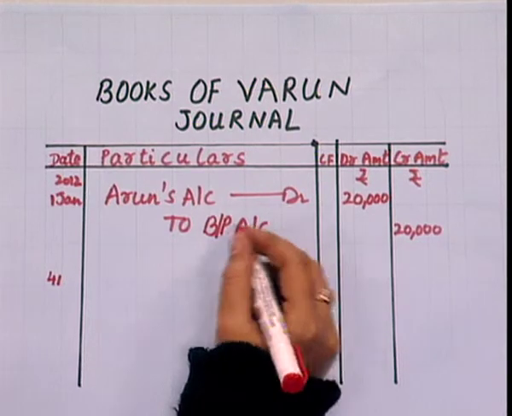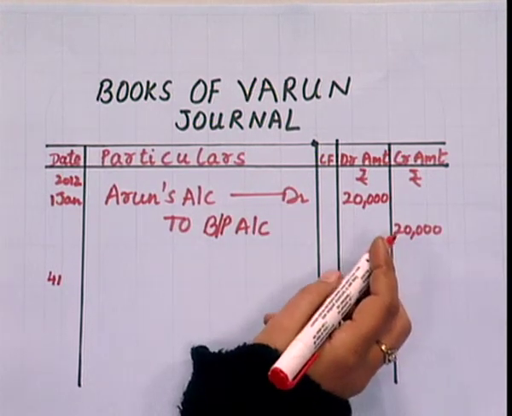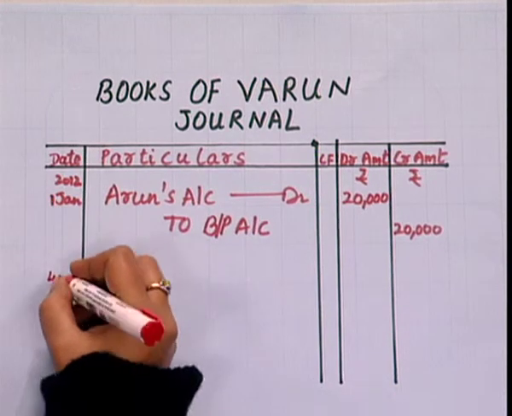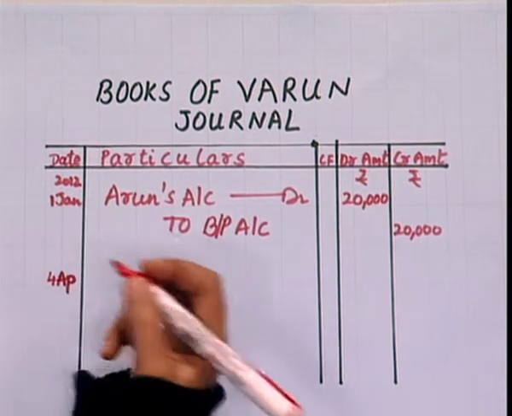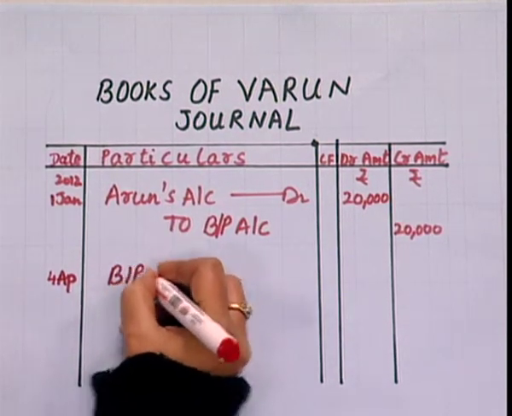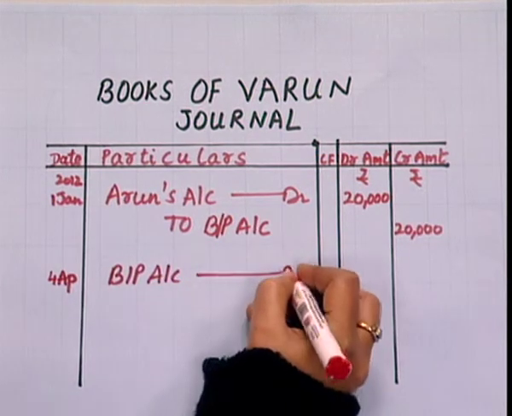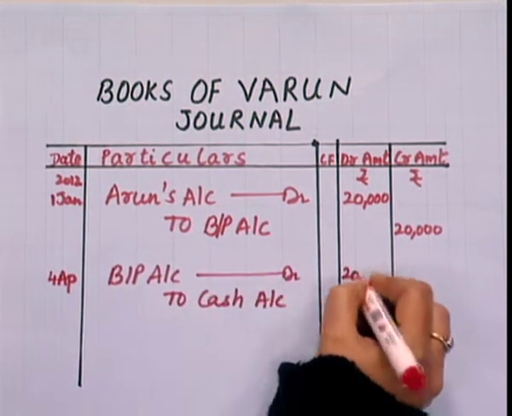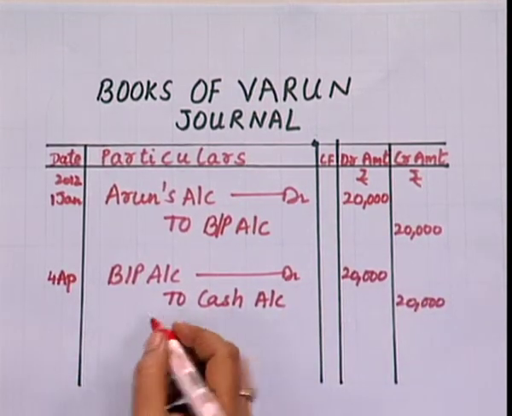Now let us see the entries that are to be passed in the books of Varun. Arun's account debit to bills payable account 20,000 on 4th April. On the due date, the following entry will be passed: bills payable account debit to cash account rupees 20,000. Being bill paid. Now here one important thing that you should remember is, since the drawee, that is Varun, has paid the bill, that means the bill has been duly honored.